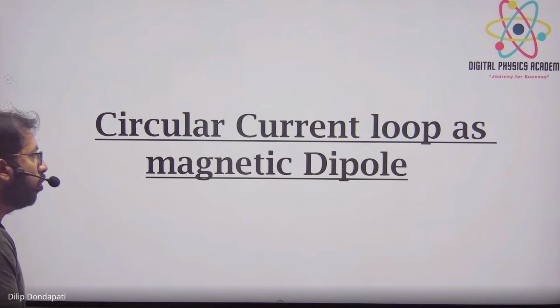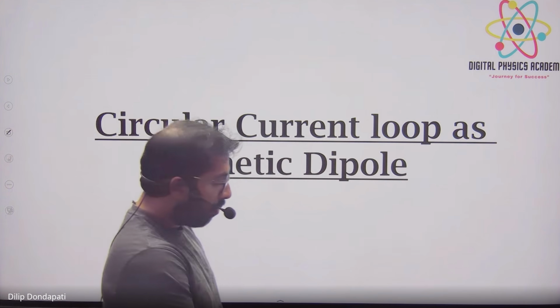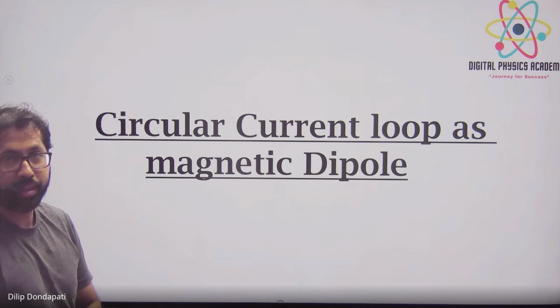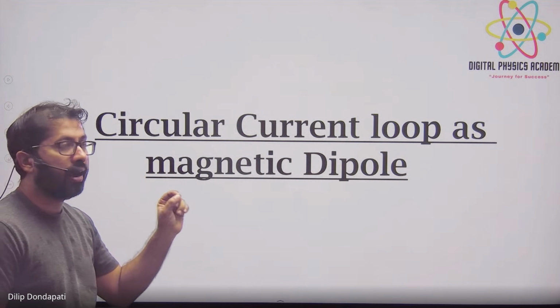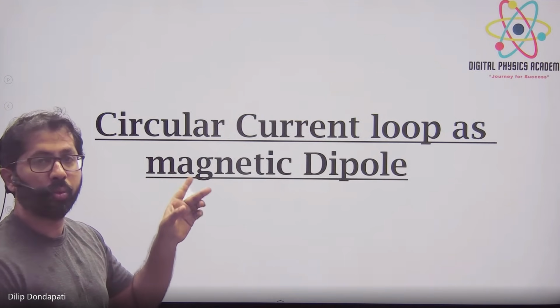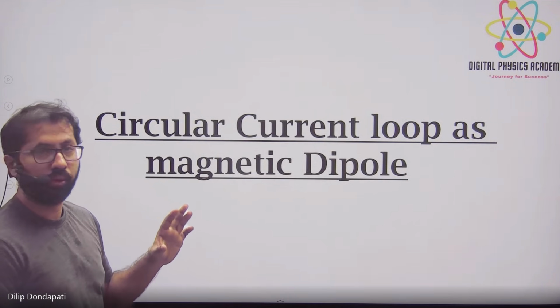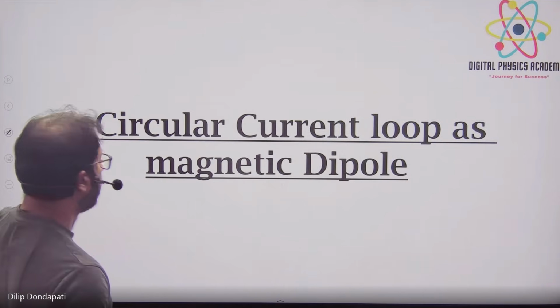Now, circular current loop as a magnetic dipole. You will see magnetic dipole even in the next chapter. Magnetic dipole, that means a current carrying coil will behave like a magnetic dipole. Dipole means 2 poles, north pole, south pole. Any current carrying coil will behave like a dipole, but at a very far distance. Okay, we will see that. We will derive that one.